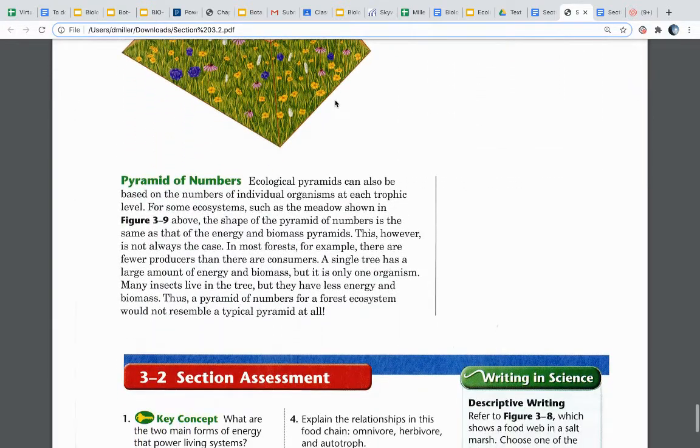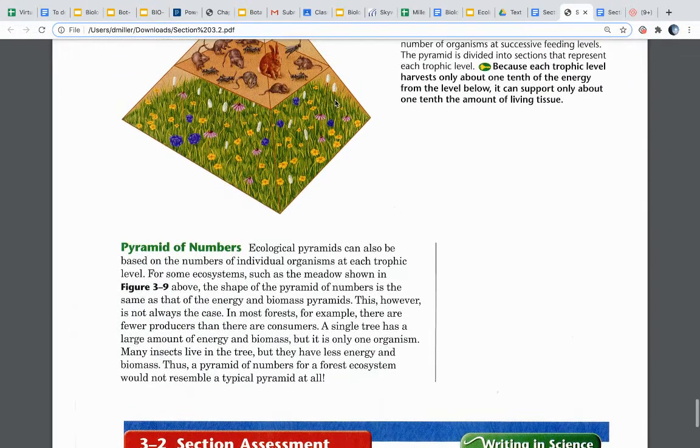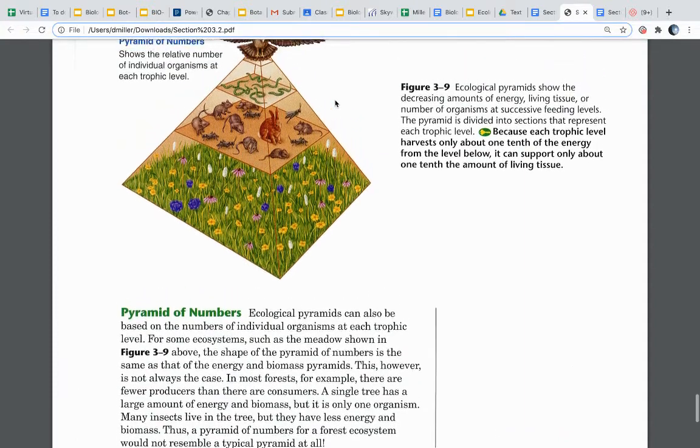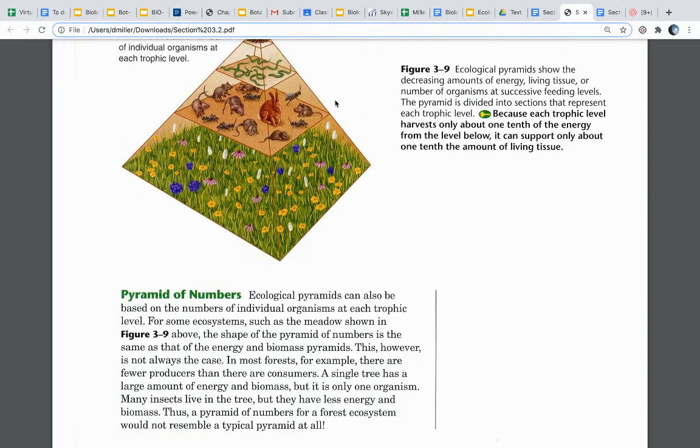Pyramid of numbers. Ecological pyramids can also be based on the number of individual organisms at each trophic level. For some ecosystems, such as the meadow shown in Figure 3.9 above, the shape of the pyramid of numbers is the same as that of the energy and biomass pyramids. This, however, is not always the case.